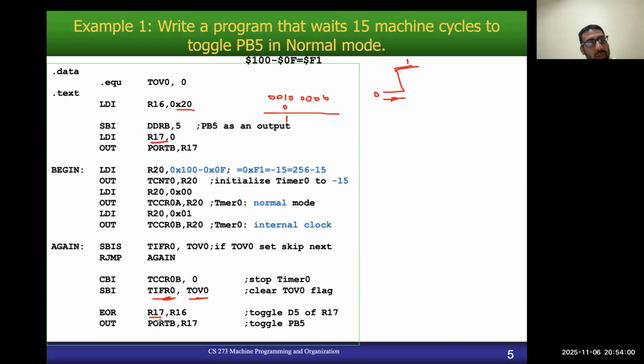Now in the next iteration, what will happen? You will again do the exclusive OR with R16, and here it will be 1 and 1, and the output will be 0. So then you will write R17 on the output, and it will become 0, and so on. Next time it will become 1, and so on. It will continue in that fashion, right? Any questions? And at the end, we are simply jumping back to the label to make it an infinite loop.